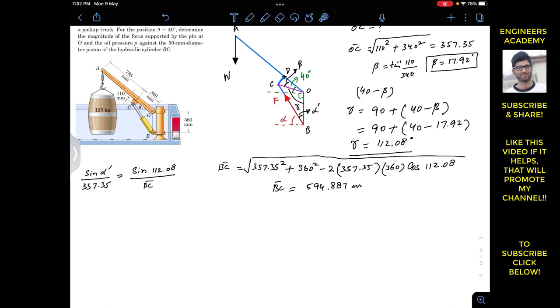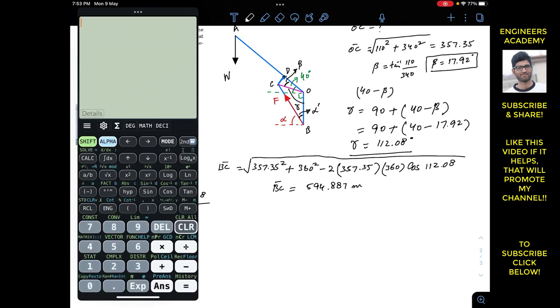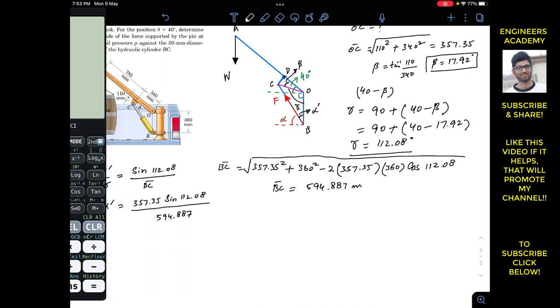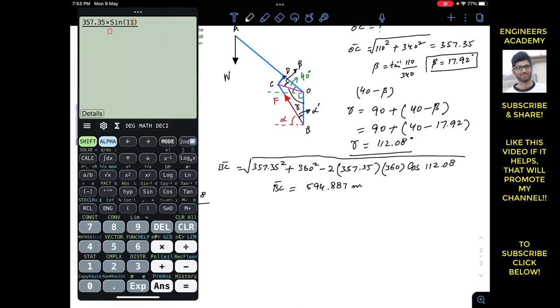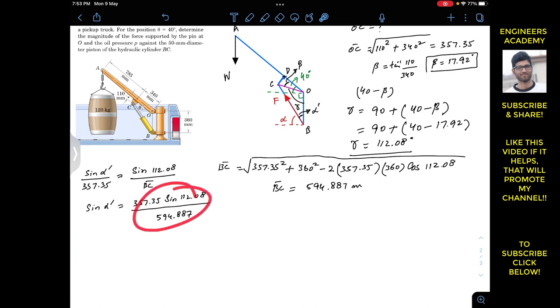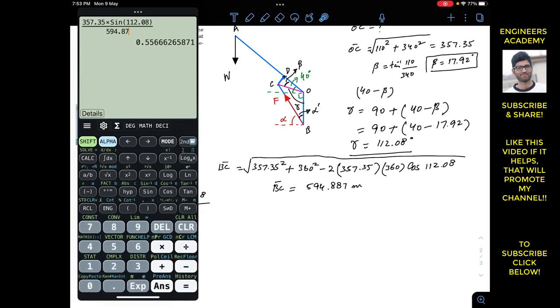We can apply the sine law to find that alpha dash angle. So let me find this alpha dash. From this equation we can write that sine of alpha dash will be equal to 357.35 sine of 112.08 divided by BC. Now BC is known, which is 594.887. So now let's find this ratio. This is 357.35 multiplied by sine of 112.08 divided by BC, which is 594.87. This gives us 0.556. So this ratio gives us 0.556, and if we take sine inverse, that will give us that angle alpha dash. So sine inverse of the answer gives us 33.825.